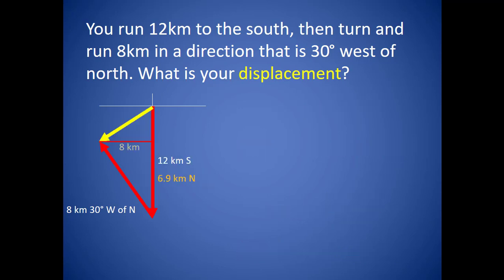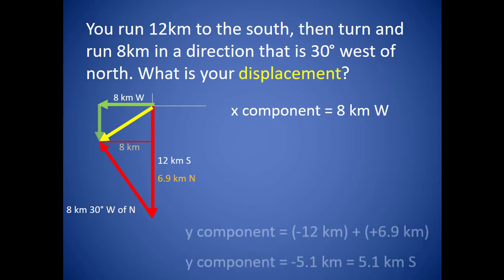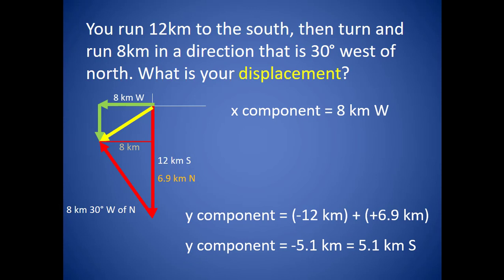Now we can tackle the problem of the components of our resultant vector. The only vector that is contributing to the x component is the second one, and we just found that x component to be 4 kilometers to the west. So the x component of the resultant vector is 4 kilometers to the west. The y component is going to be made up of the y component of the second vector added to the first vector. South is negative by convention and north is positive. So we're going to add a negative 12 kilometers to a positive 6.9 kilometers. This gives us a total displacement in the y direction of negative 5.1 kilometers, or 5.1 kilometers south.